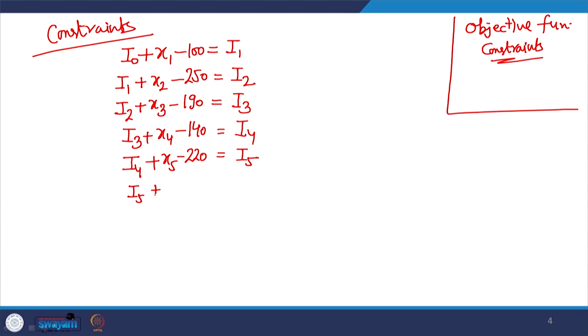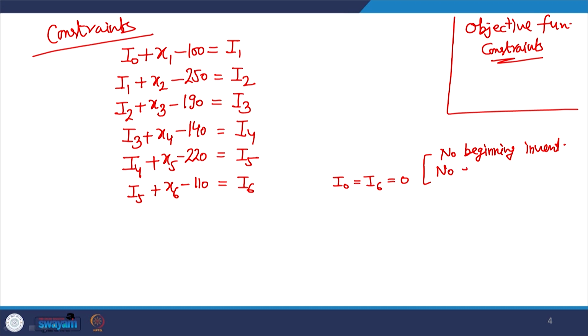I5 plus x6 minus 110 equals I6, and you know that I0 equals I6 equals 0. No beginning inventory, no ending inventory. So, therefore, I0 and I6 are 0.